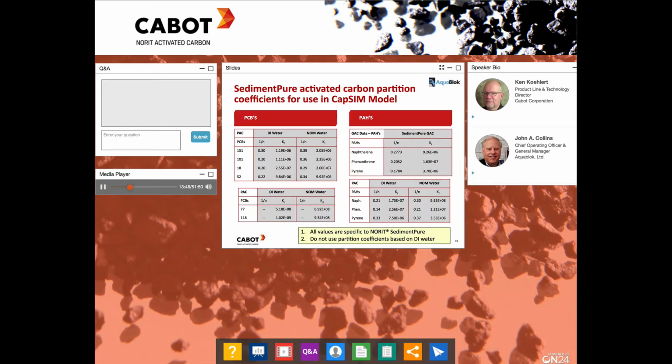So now that we've convinced you that investigating activated carbon-based approaches for sediment remediation makes sense, the next question is, how do you approach this? For many in the industry, the CAPSIM model has become a standard. However, to use this model, partition coefficient information is required. For this reason, AquaBlok worked with Cabot to develop a range of data that we felt would apply to the widest range of possible applications. This slide represents a range of that information, some of which has been used to develop the Cabot modeling tool that will be further explored in the balance of this presentation.